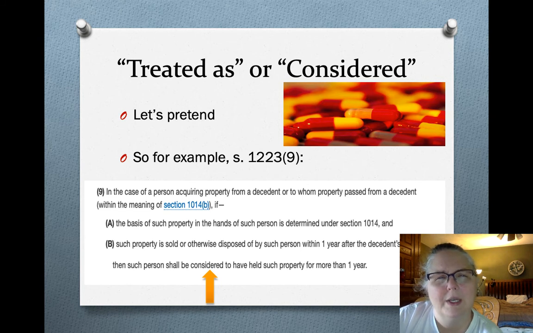Okay, the phrase "treated as" or "considered," it's basically a game of let's pretend. For the purposes that it's looking at, we're going to pretend that this is the way it is. Generally speaking, we're going to look at 1223(9), when we're looking at holding period and whether or not something is a long-term or short-term capital gain, don't worry, you don't have to know these phrases yet. Then it's telling you that this doesn't meet the requirements that it usually would, but we'll consider them to have done it. We'll consider them to have held property for more than a year, even if they sell it the day after they inherit it. Okay.